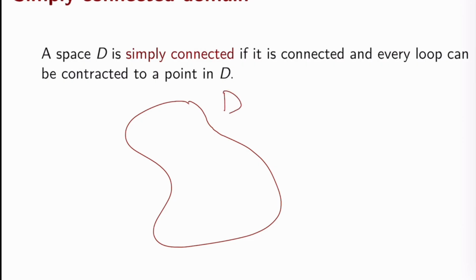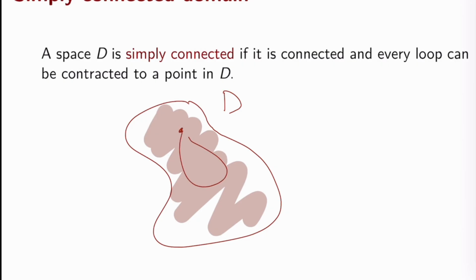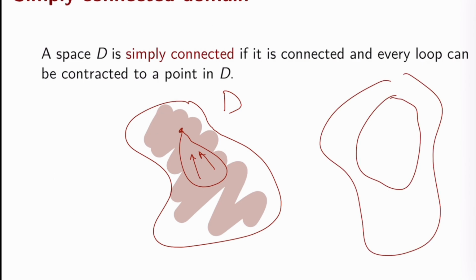Given a domain D, we are going to say that it is simply connected if it is connected and every loop in the space can be contracted to a point in the space. So, for instance, this space that is here will be simply connected, but if we have a space like this, for instance, they have a hole here, so the space is just this part here.